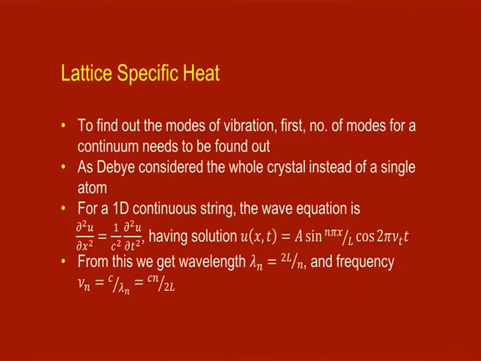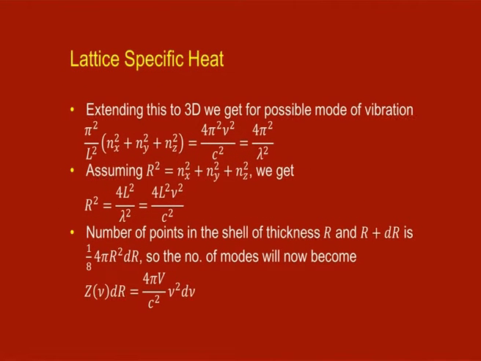If we extend this particular concept to 3 dimensional solids, then the possible modes of vibration can be represented by the following equation, that is pi square by L square into (nx square plus ny square plus nz square) is equal to 4 pi square nu square by c square, and after simplification that gives us 4 pi square by lambda square. Here nx, ny, nz are integer values, and we can represent nx square plus ny square plus nz square as r square. So, the above equation can be represented by r square is equal to 4 L square by lambda square or 4 L square nu square by c square.